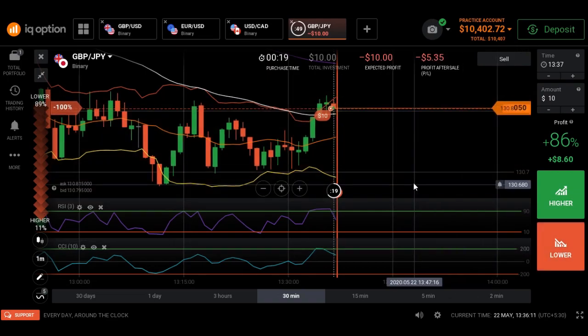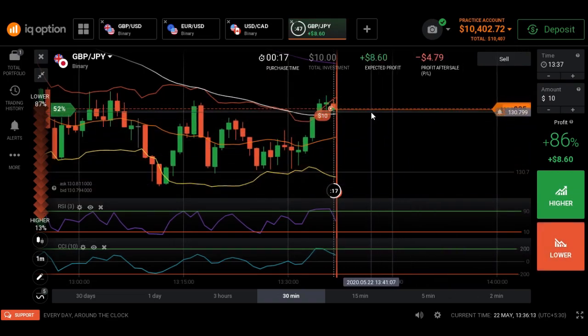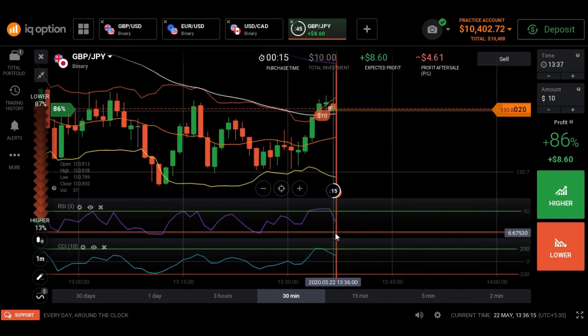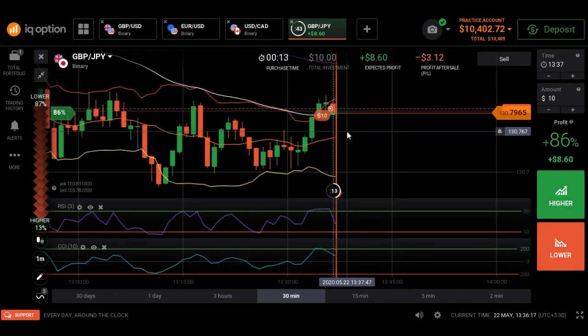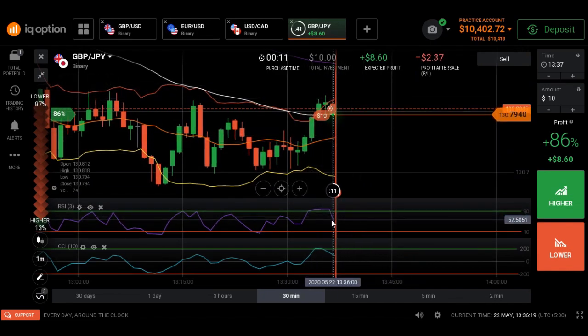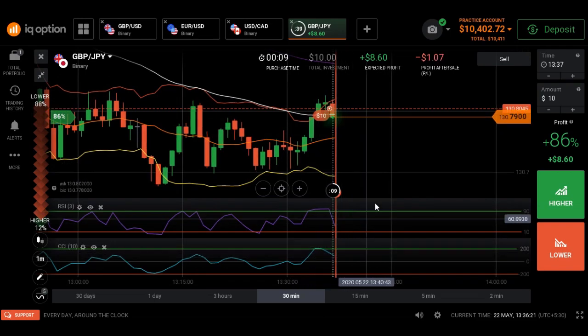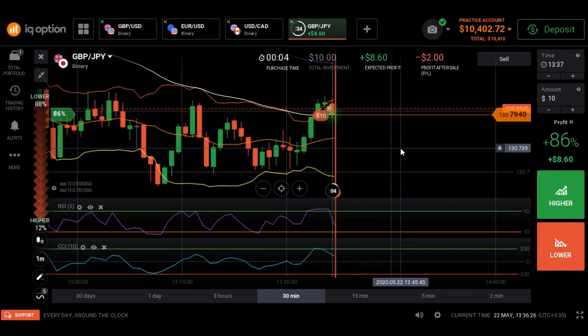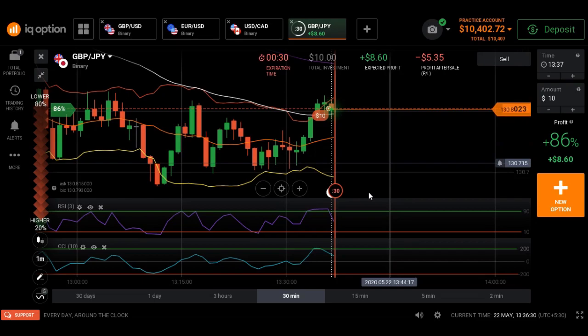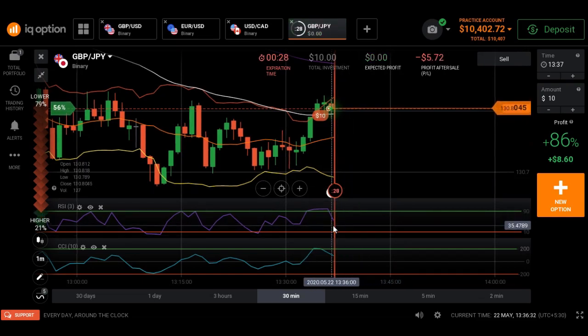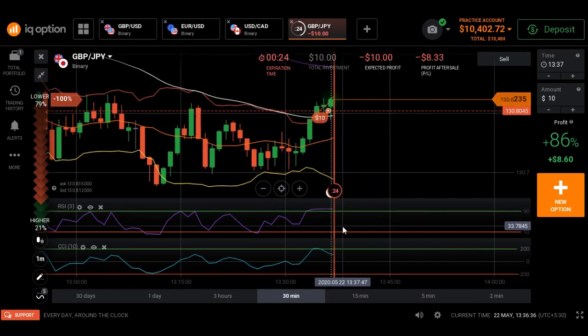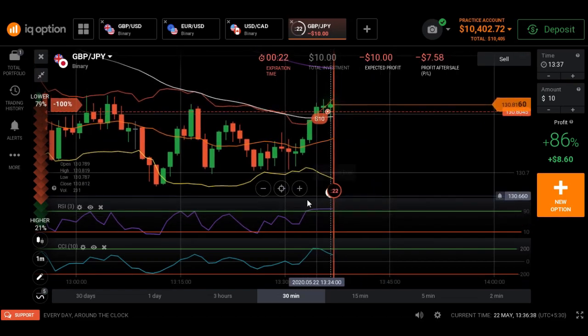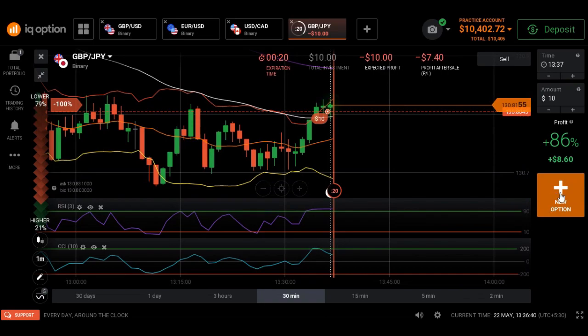The IQ Option. Okay, now it's going down. This trade is going to win because RSI is going down, CCI is going down. So this trade is surely going to win because RSI is not coming up again. Okay. If RSI comes up, then this trade is also going to lose.